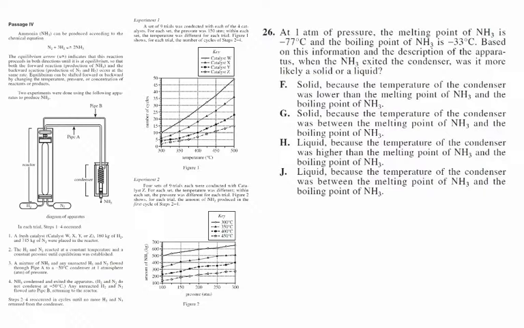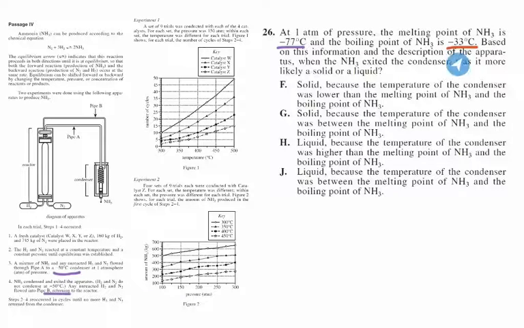At 1 atm of pressure, the melting point of NH3 is negative 77 degrees Celsius, and the boiling point of NH3 is negative 33 degrees Celsius. Based on this information and the description of the apparatus, when NH3 exited the condenser, was it more likely a solid or a liquid? So when I glance, I see it's exiting at negative 50 degrees Celsius.